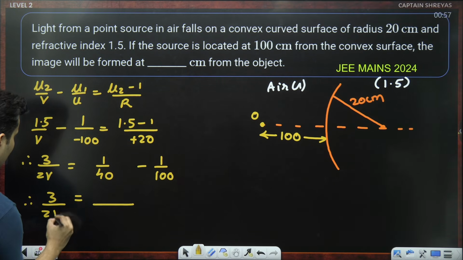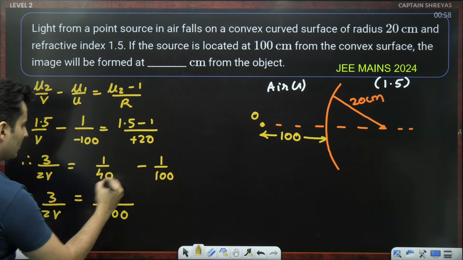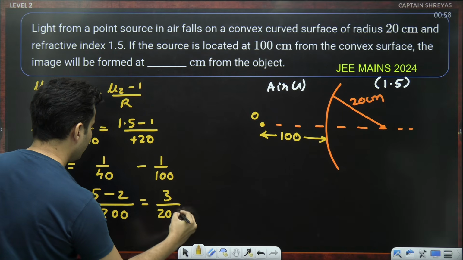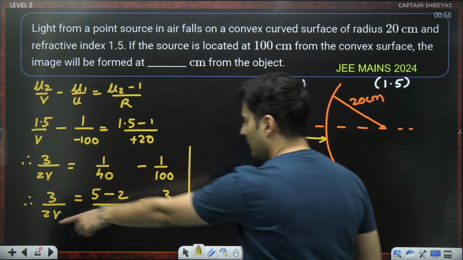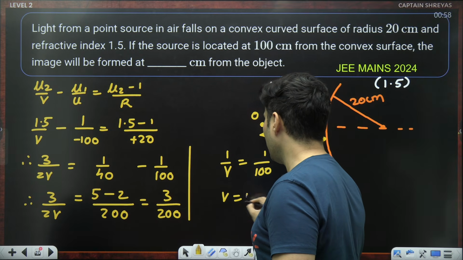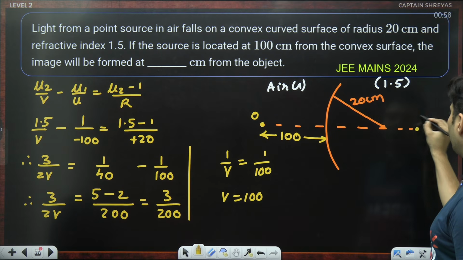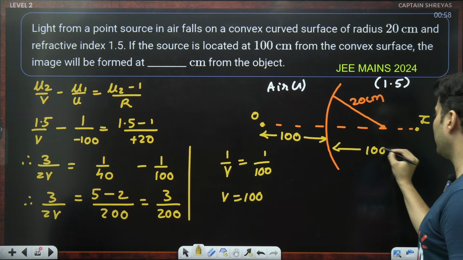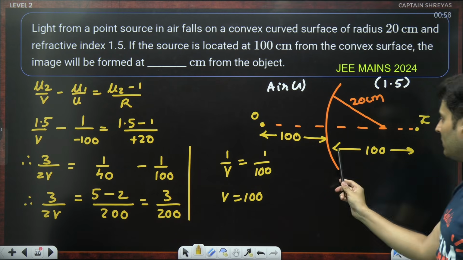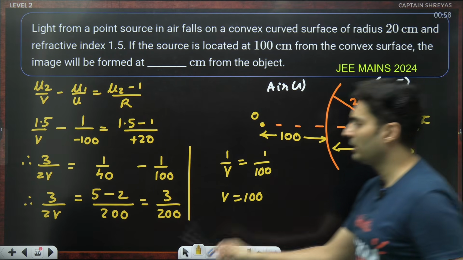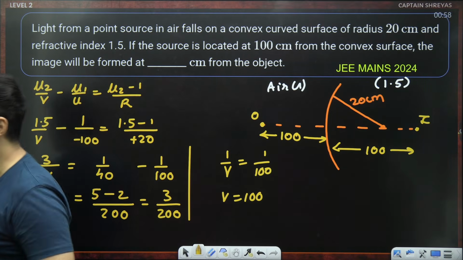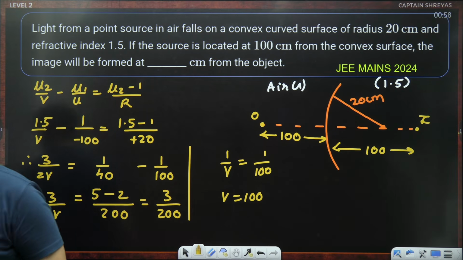LCM of 40 and 100 is 200. So it goes 5 times, and this will go 2 times. So it is the same as 3 by 200. 3 cancels, 2 cancels. So 1 by V will be 1 by 100. So V will be 100. That means the image will be formed over here at a distance of 100. The question is, image will be formed at how many centimeters from the object? This is 100, this is 100. Total will be 200. Answer should be 200 centimeters. Yes, it is correct. So a curved surface refraction question was there.